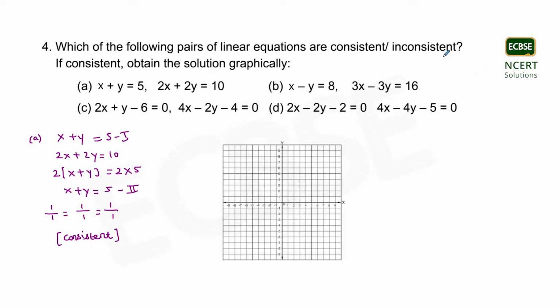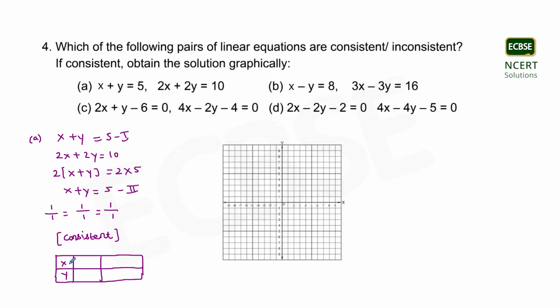And what is the next step if the equations prove to be consistent? If consistent, obtain the solution graphically. What it means is that we now need to represent these two equations on the graph. So in order to represent the equations on the graph, we know that we need to draw the table between the two variables, that is x and y in this case.